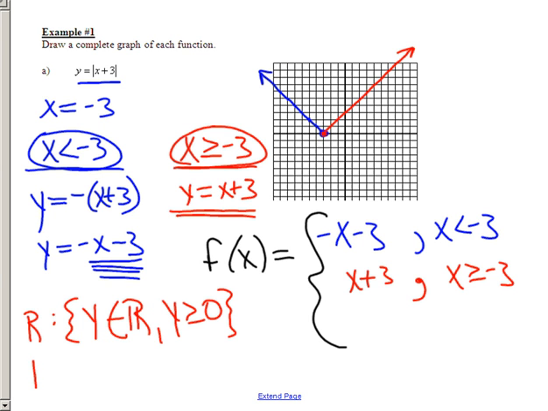You could write it in interval notation: bracket 0, comma, positive infinity. Okay. There is an x-intercept. The x-intercept is at negative 3, 0.